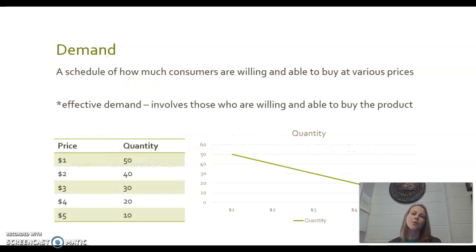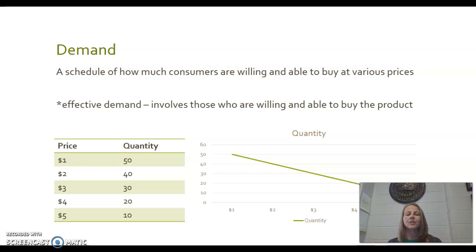But we really want to focus this week on demand. When I say demand, I'm really talking about a schedule of how much consumers are willing and able to buy at various prices. Now, effective demand really is when we talk about people who are willing and able to buy. In its purest form, I suppose demand is what consumers are willing to buy, even if they weren't able to do so. But effective demand is what we're talking about from here on out. Like at a certain price, how many units can I sell and to people who are able to buy those.